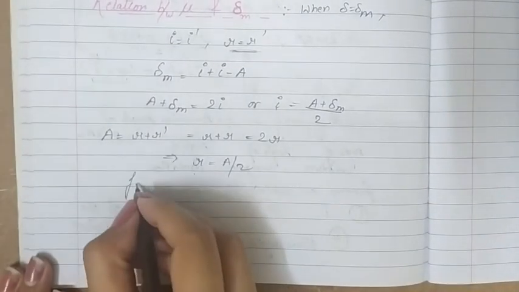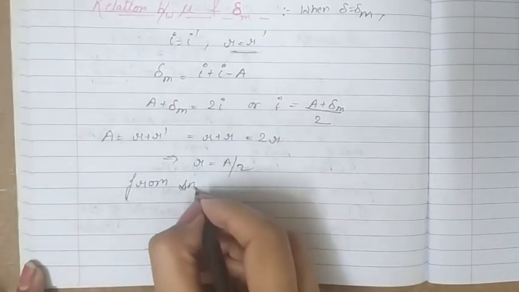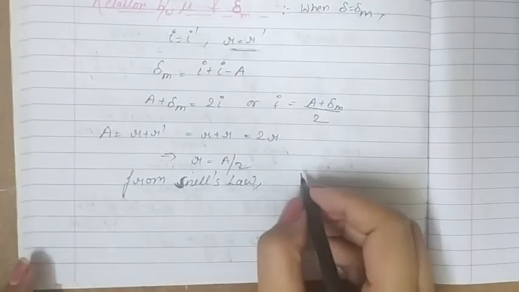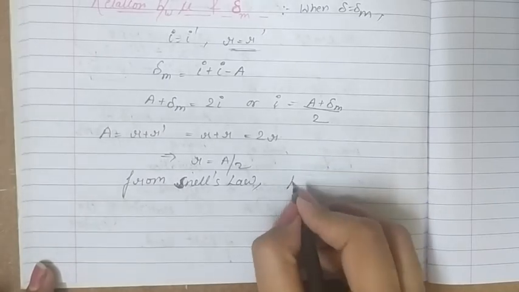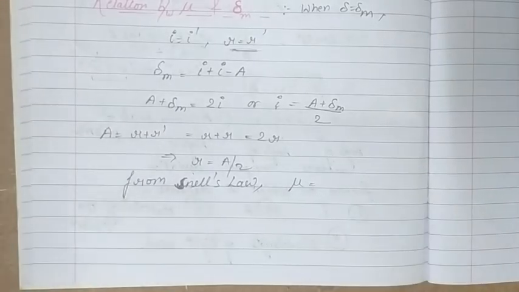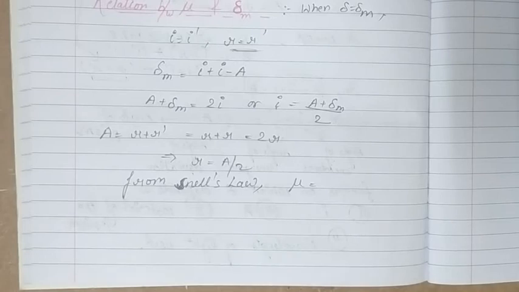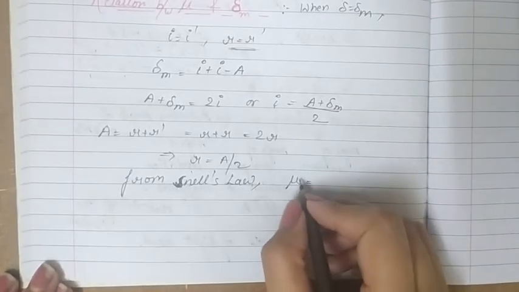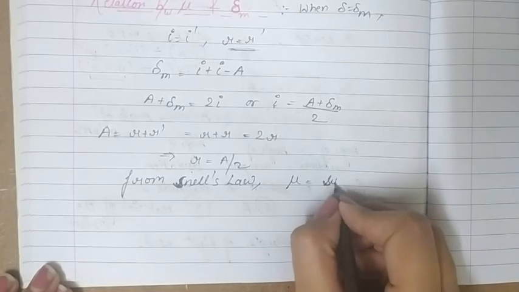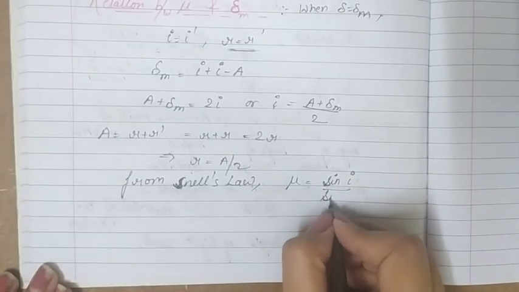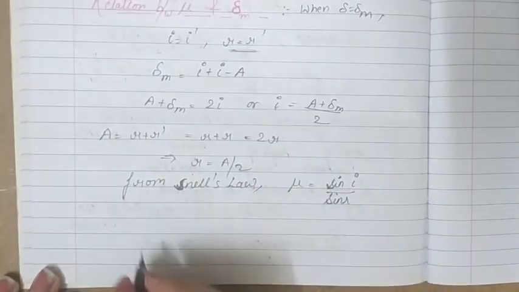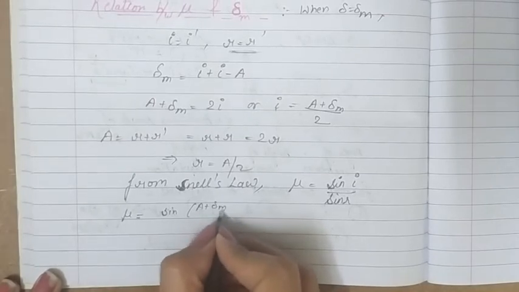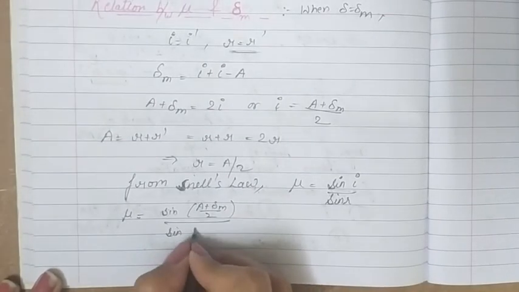So from Snell's law, we know that the refractive index of the material of the prism mu is equal to, since it is placed in air, so we are considering that mu1 is air and mu2 is glass or the material of the prism, and we are writing it as mu. So mu is equal to sine I upon sine r, and we are going to substitute these values here. So mu is equal to sine of (A plus delta m) upon 2, upon sine A by 2.